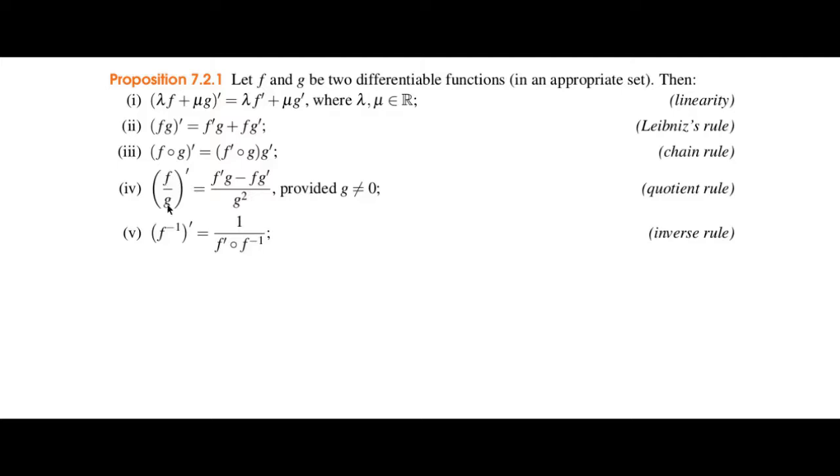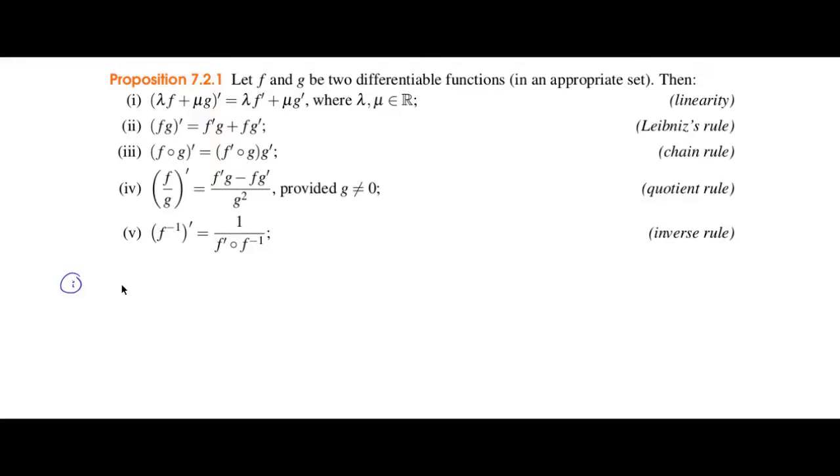The derivative of the quotient is this rule, f prime g minus f g prime, divided by g squared, and then the derivative of the inverse function is 1 over the derivative of f, but evaluated at the inverse of the point. Okay, and then we're going to go over the proof for the five properties so that you get a sense of them.